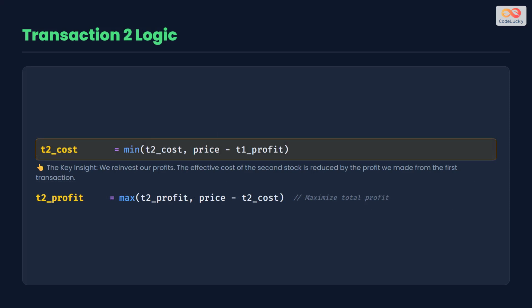Now for the second transaction. This is where it gets interesting. We want to minimize the cost of the second buy, but we can effectively reduce this cost by reinvesting the profit from our first transaction. So, the effective cost of the second stock is the current price minus the profit we made earlier. Then, we maximize the final profit based on this effective cost.